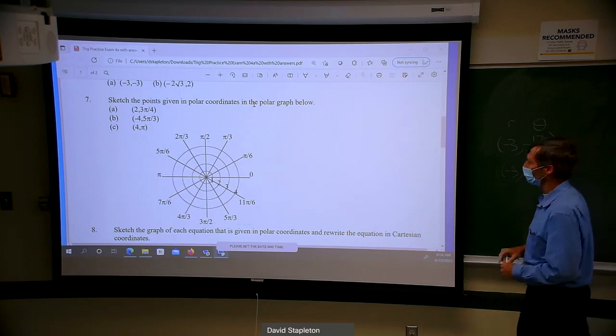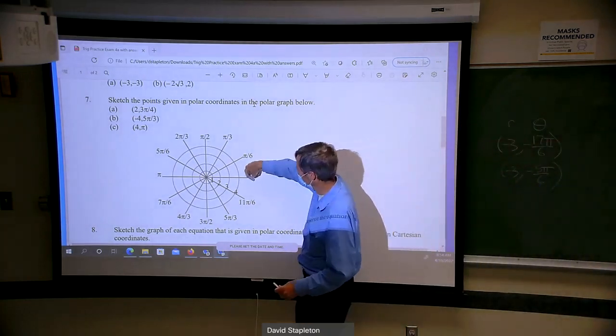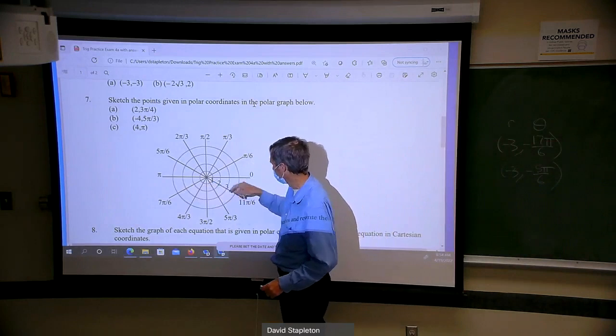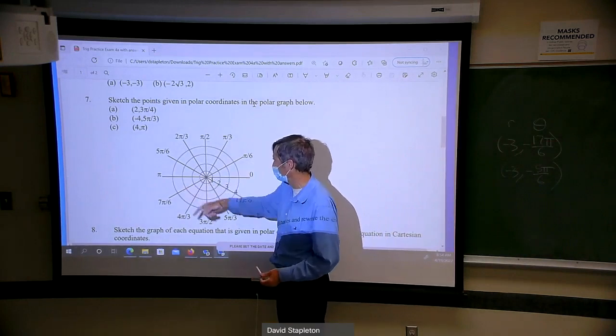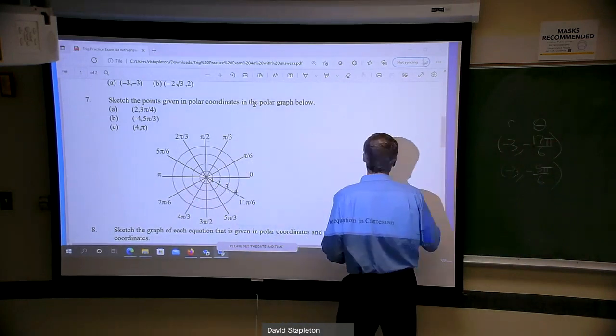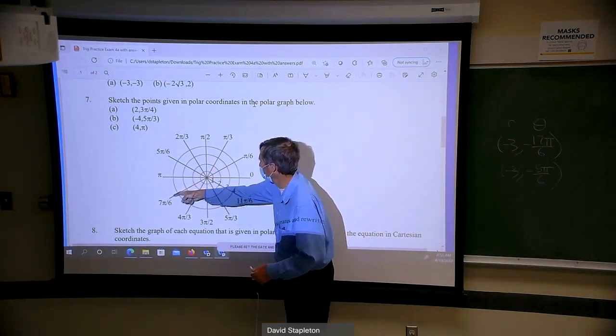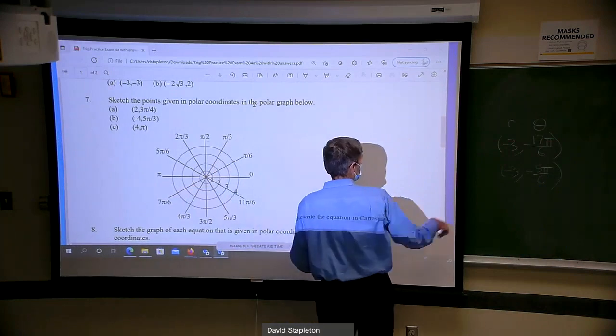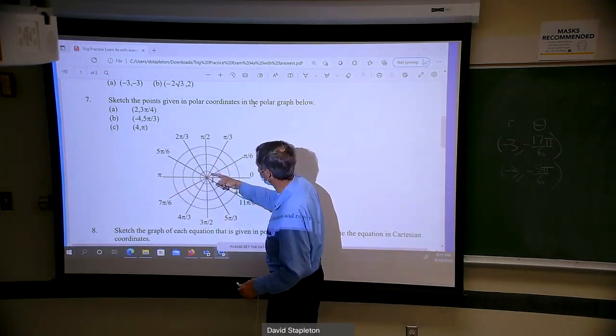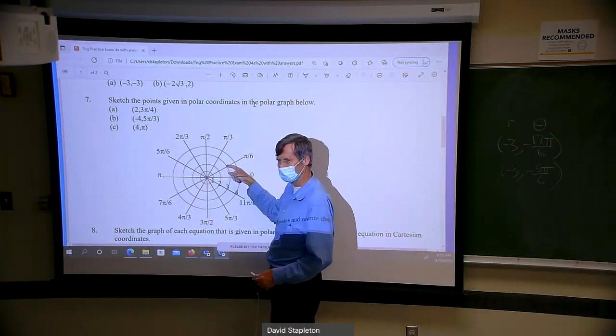Let's see. -5 pi over 6 means I go clockwise 5 pi over 6. That gets me to 7 pi over 6, right? You could add 2 pi and say it's the same as 7 pi over 6. So I'll go -5 pi over 6 like that. And now I'm in this direction for theta, but I want to go -3 units, so I back up 3. 1, 2, 3, right? So see, some of these are tricky.